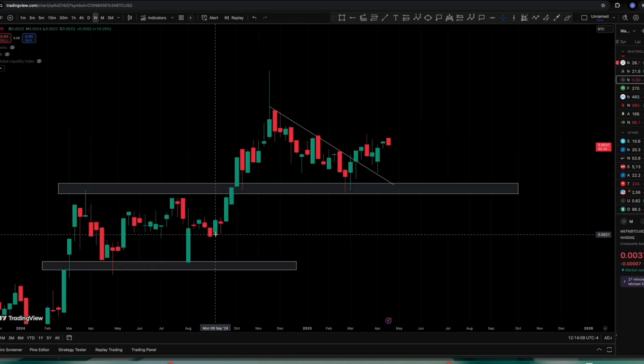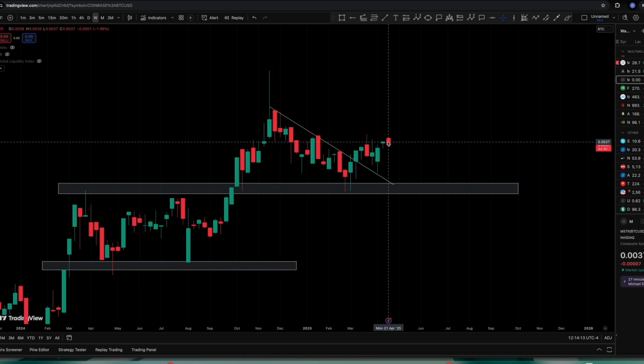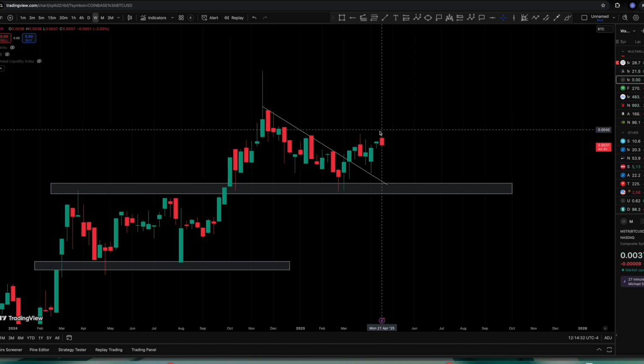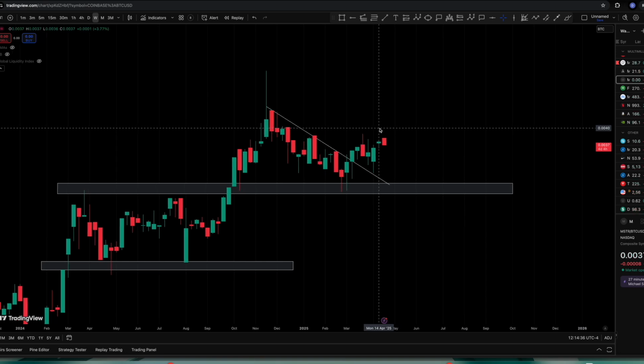MSTR divided by Bitcoin. You can see we had this run up, pullback, and now we broke out. And we're getting a little retest of this same level that we've retested a couple times. Let's see if this week can turn into a nice wick and then a nice body of the candle pushing up, hopefully to 0.004 or even higher.